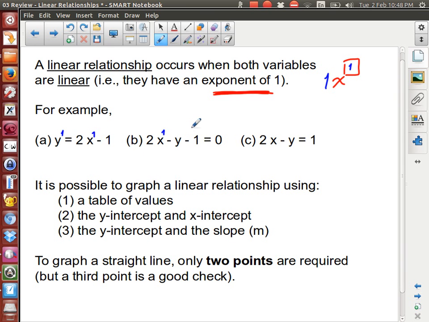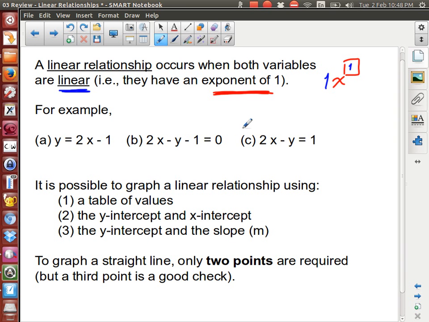This is an x to the 1, this is a y to the 1, this is an x to the 1, this is a y to the 1. So as you can see, all of these are to the exponent 1, which means our x's and our y's are all what we call linear. So that's the linear relationship, the idea of an exponent of 1. How I write it is irrelevant. Here I have all of my x's and y's to the exponent 1.